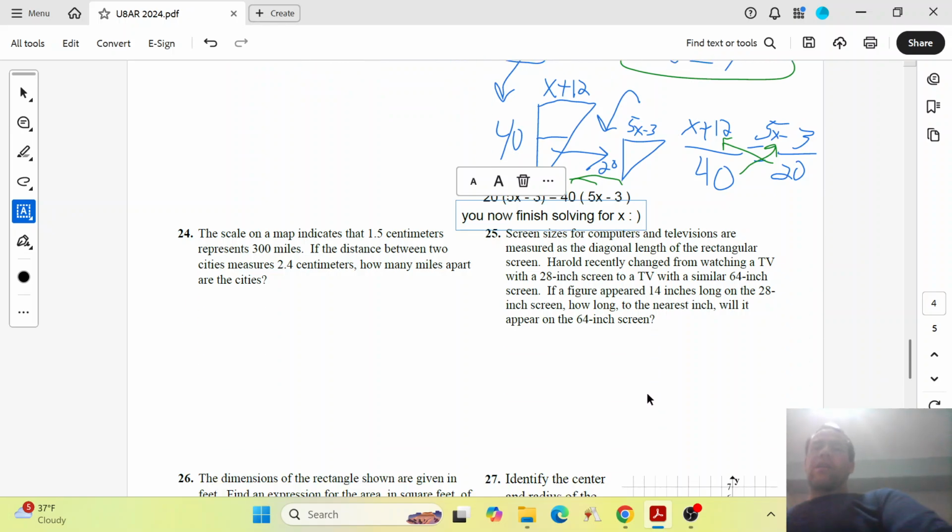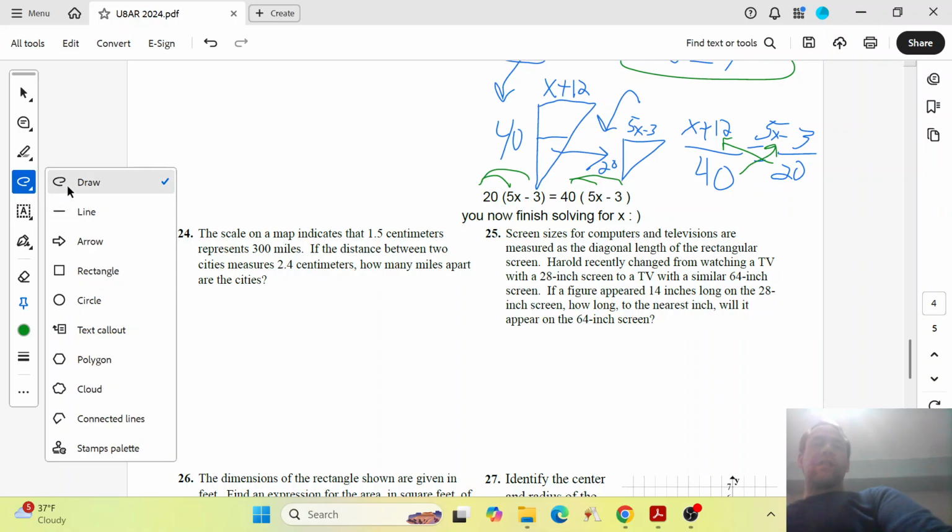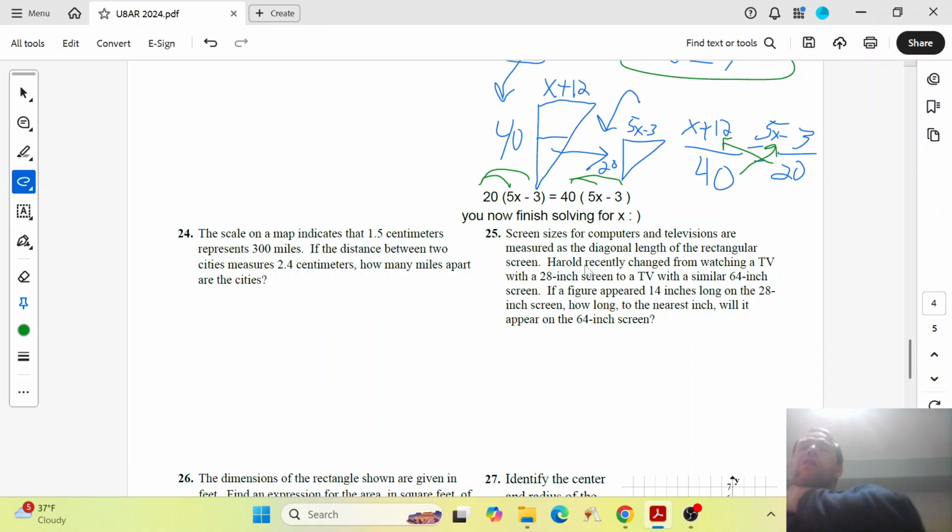Cool. Screen sizes for computers and televisions are measured as the diagonal length of the rectangular screen. That's true. Say you recently changed from watching a TV with a 28-inch screen to a TV with a similar 64-inch screen. If a figure appeared 14 inches long on the 28-inch screen, how long, to the nearest inch, will it appear on the 64-inch screen?